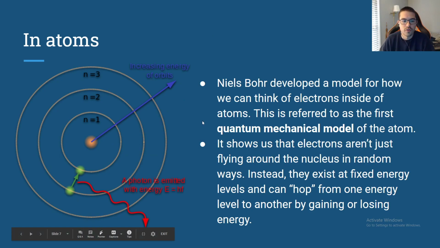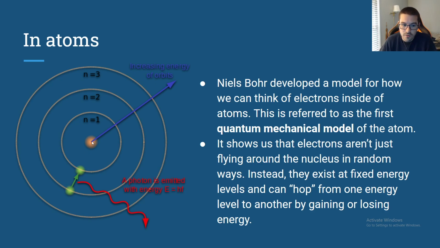So let's take a little more of a look at that and try to understand it even better. This guy, Niels Bohr, working around the same time as Max Planck, developed the first model for atoms with this quantum idea in mind. He developed a model for how we can think of electrons inside of atoms, and this is referred to as the first quantum mechanical model of the atom. What we're looking at right here is called a Bohr model of an atom. This center part would be the nucleus, so the protons and the neutrons would be here. And these green things represent electrons.